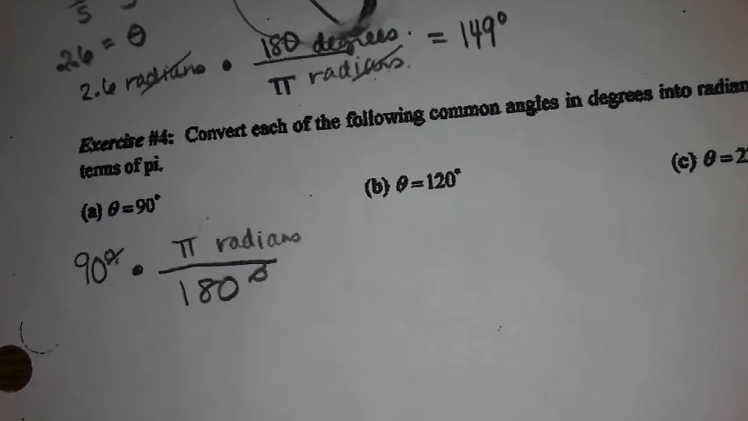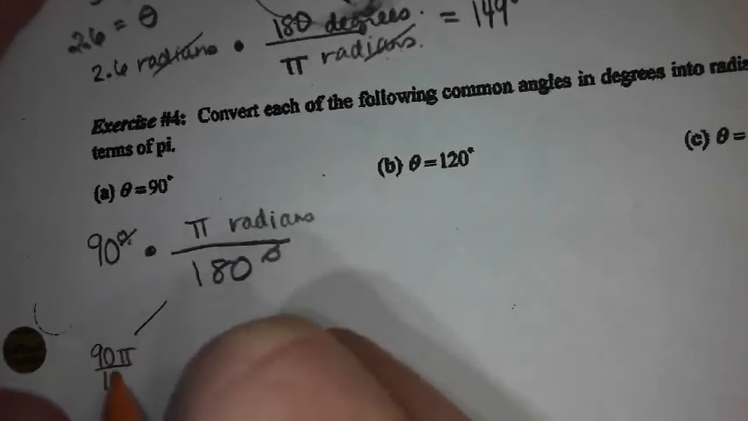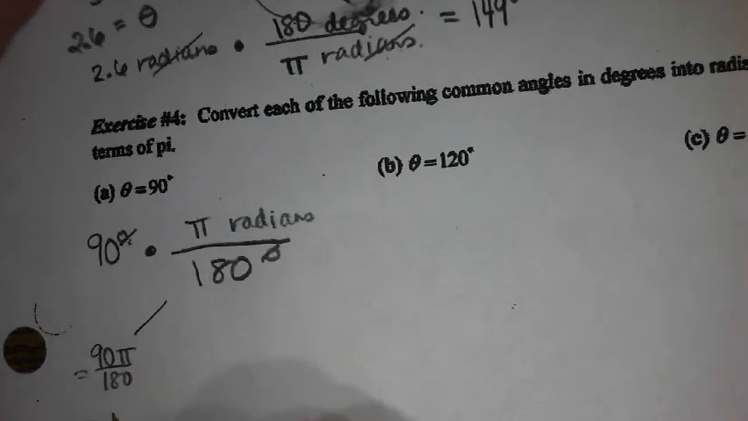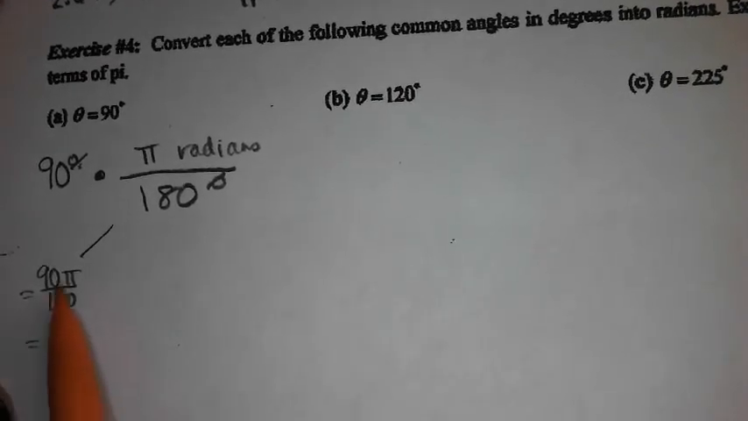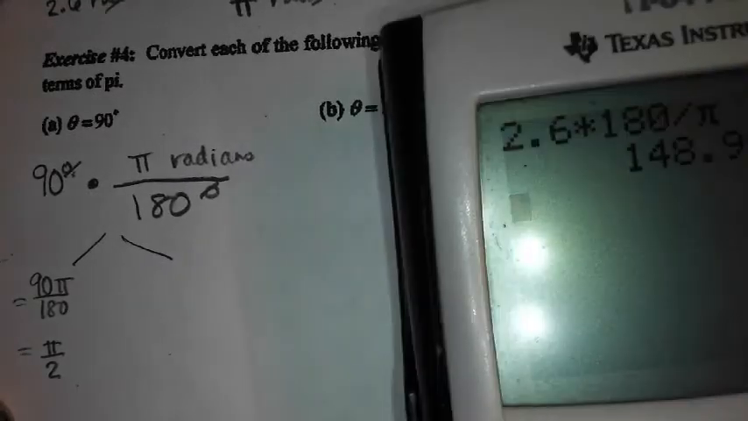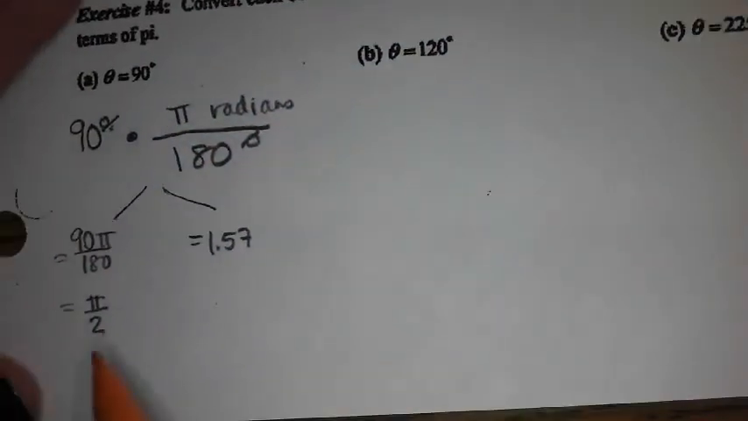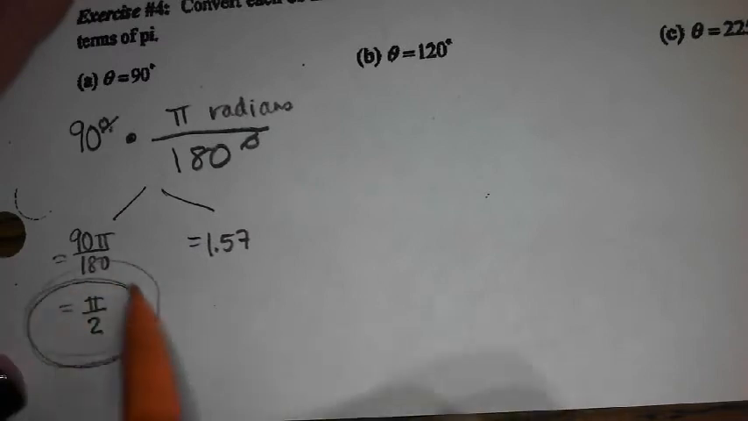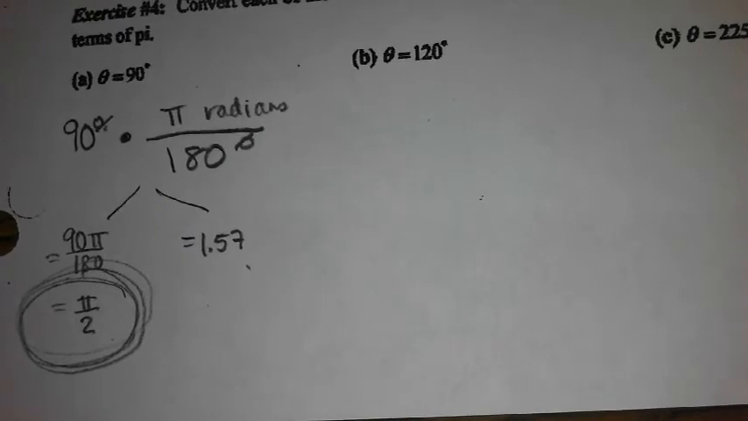Now, there's two ways to present this answer. One is to do 90 pi over 180 and just reduce, which would be pi over 2. Thank you, Isaiah. That would be one way of presenting it, or you could actually do it out, 90 pi divided by 180, and get 1.57. You're going to see in this chapter, we keep things in terms of pi. I mean, these are the same thing, but we keep things in terms of pi.